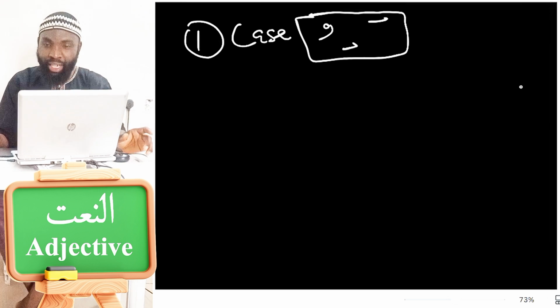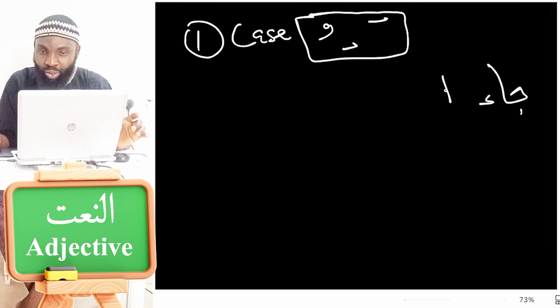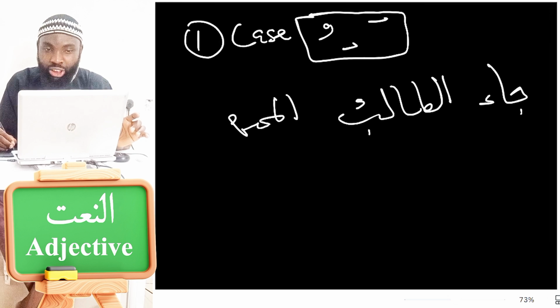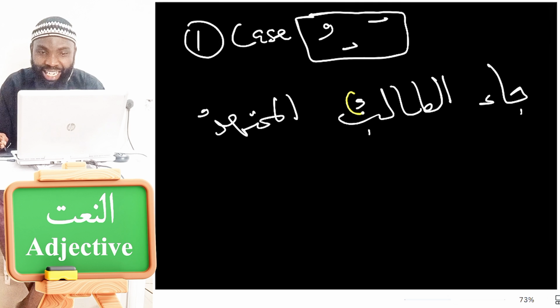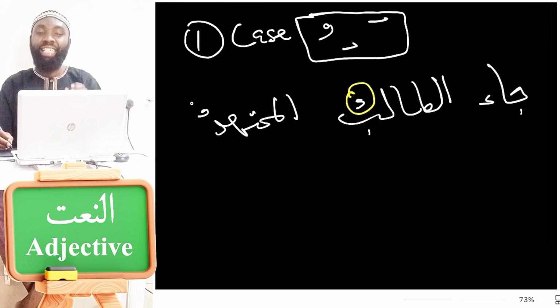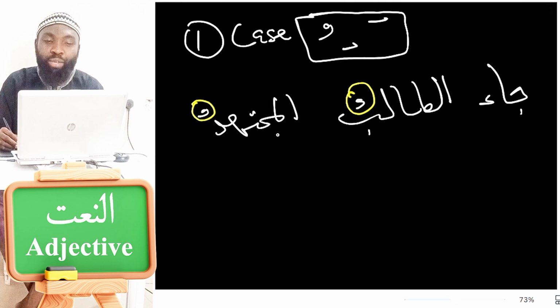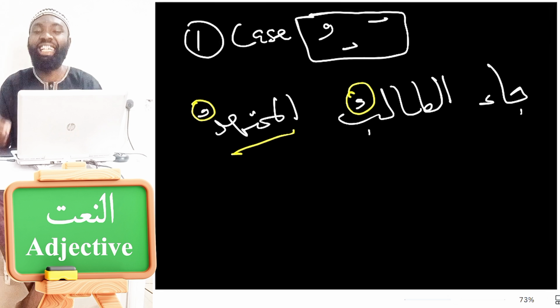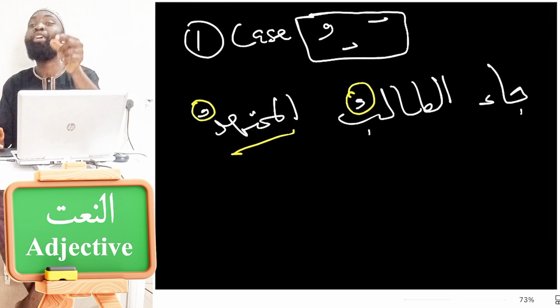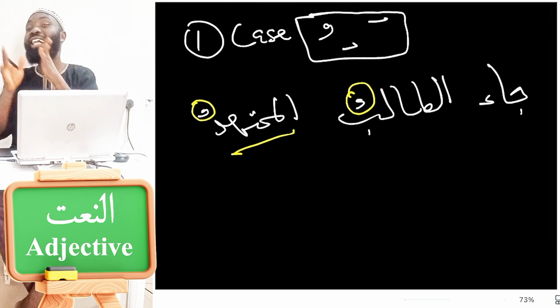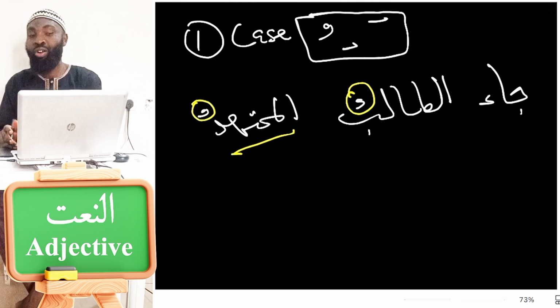An example: the first sentence we gave was ja'a talibul mujtahidu. Can you see this? The word at-talibu is ending with dhamma, as you can see clearly. Now, al-mujtahidu is also ending with dhamma because it is the na'at, the adjective qualifying at-talibu. It would have been wrong to say ja'a talibul mujtahida or ja'a talibul mujtahidi. This is wrong. The adjective must end with the same case.